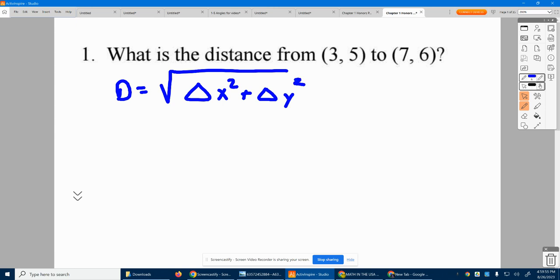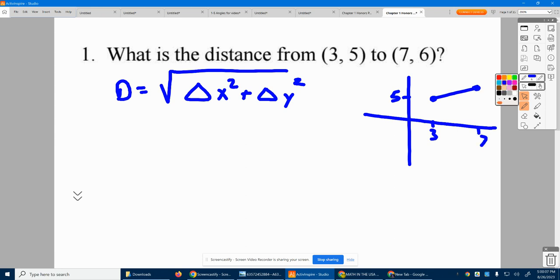We get that because on a graph, you have the point (3, 5), let's say, right here. And you're trying to go over here to (7, 6). You're trying to find that length. Well, what you're doing is you're creating a right triangle. And you'll notice this distance, which from 3 to 7 is 4, is simply the change in your x values. The height, which went from 5 to 6, is the change in your y values.